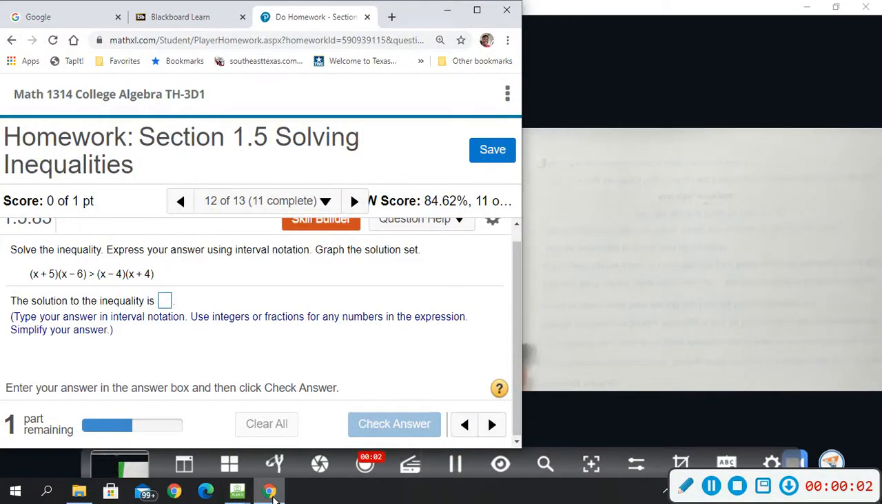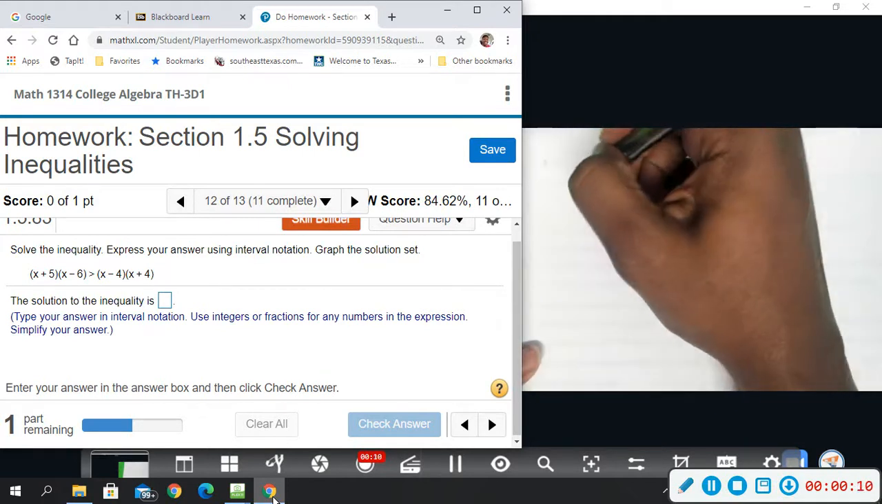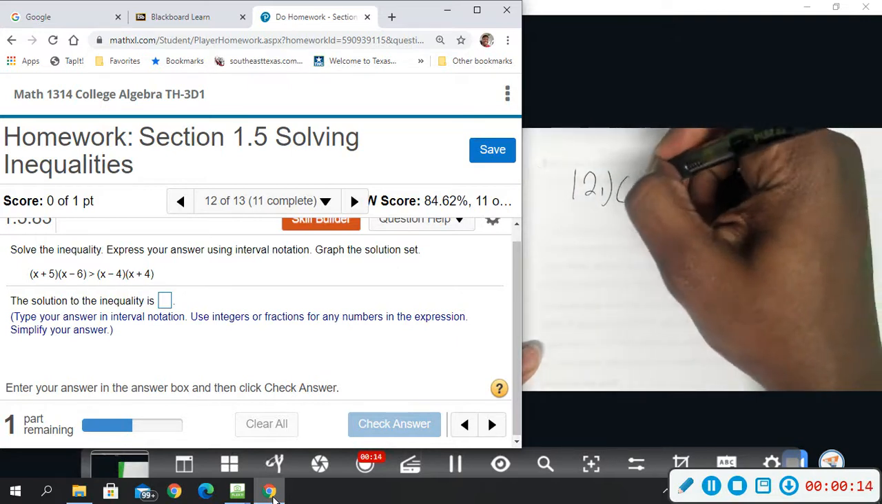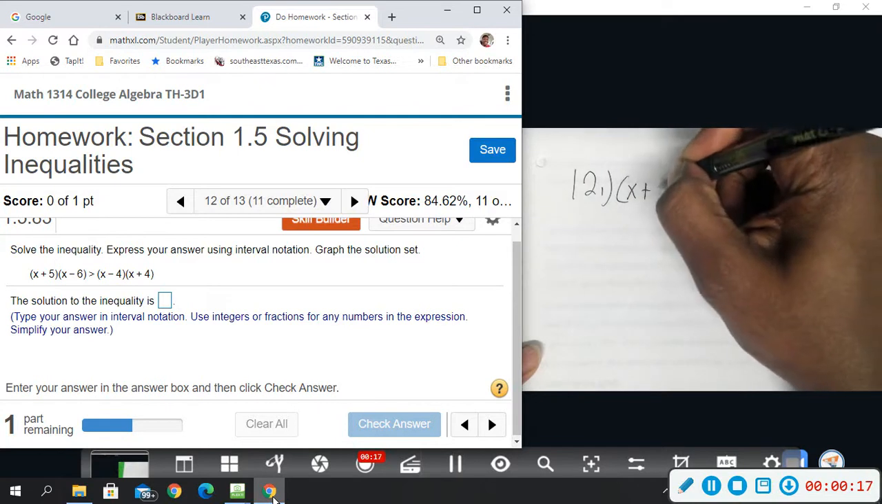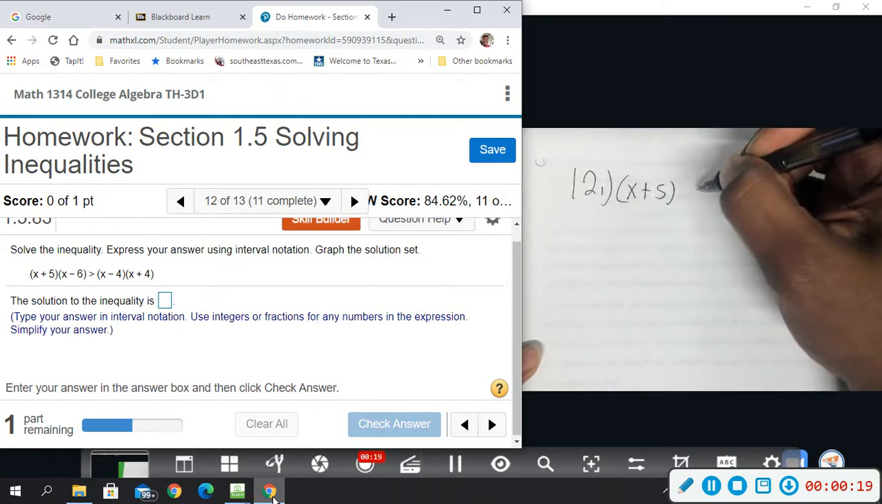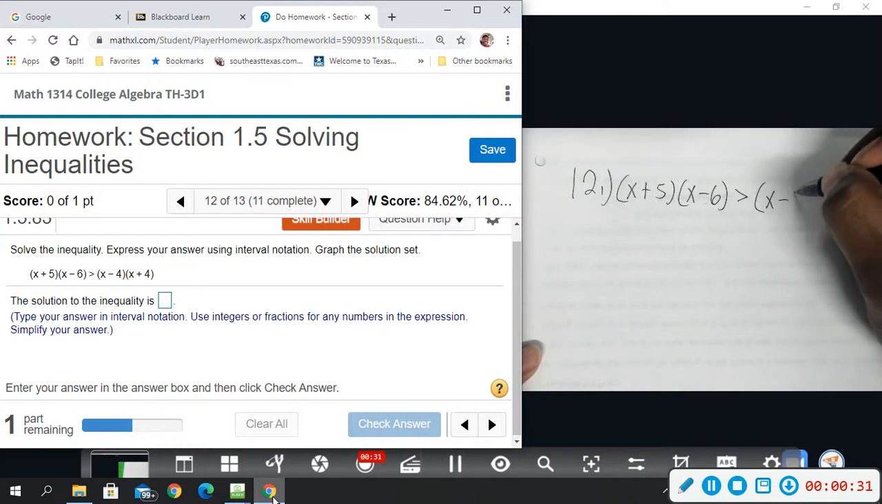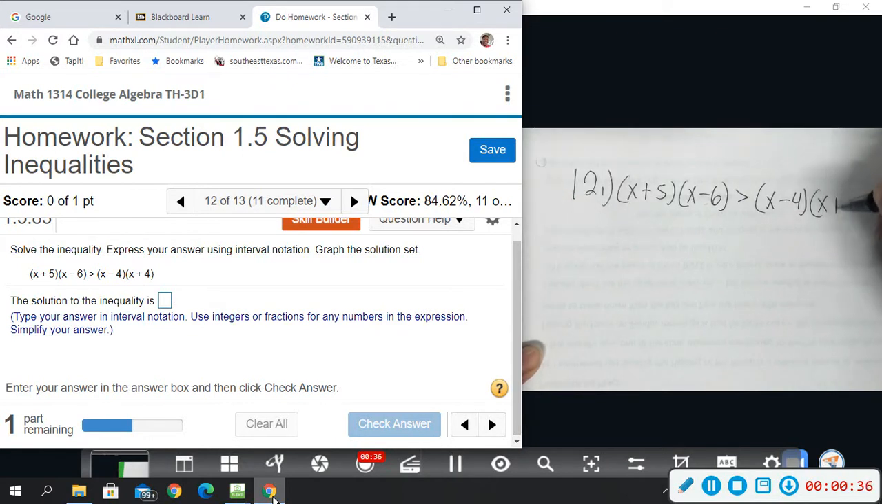Number 12, we're going to solve the inequality, express it in interval notation, and graph it. In this problem, we have (x + 5)(x - 6) is greater than (x - 4)(x + 4).